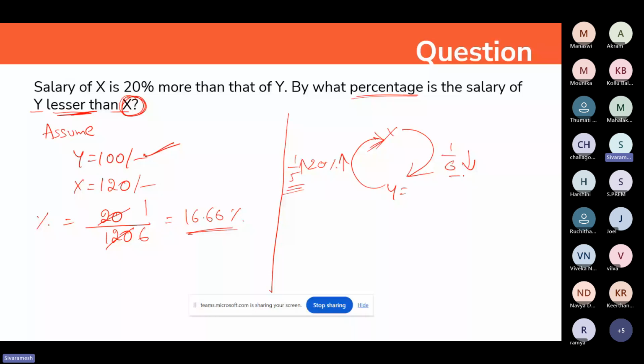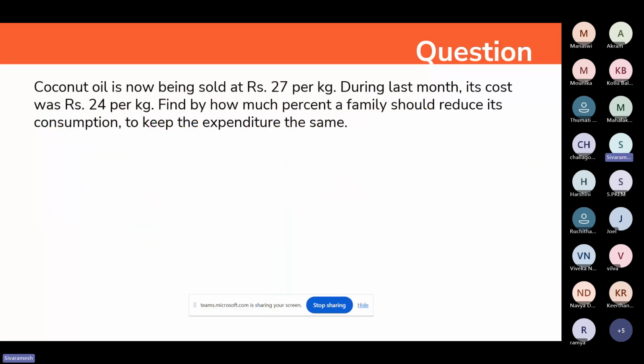Okay, both ways we can solve. Whichever you are comfortable with. Okay, so make note of this one fast. We'll go with the next one. Okay, next. Can you answer this question?